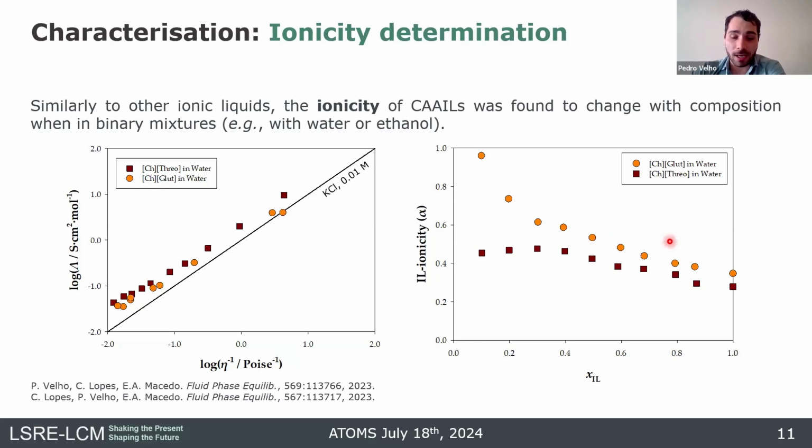When you can see that this ionicity is not constant, mostly for choline glutamate, it changes a lot. So depending on composition, we have a variable ionicity, which obviously will change our thermophysical properties and cause an unpredictable effect on the ideality of the mixture.